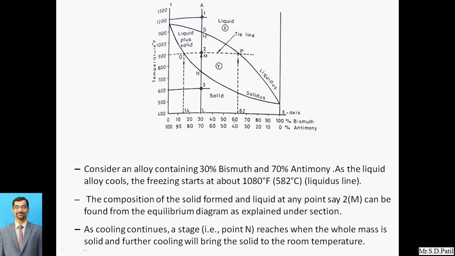So when we go below S, the amount of liquid goes on decreasing and the amount of solid goes on increasing. Suppose just below S it is 99% liquid and 1% solid, but near point N we will get 99% solid and 1% liquid, likewise. So the amount of liquid will be decreasing and the amount of solid will be increasing.